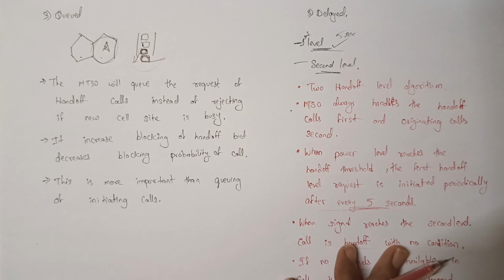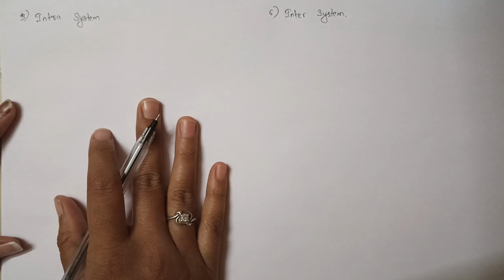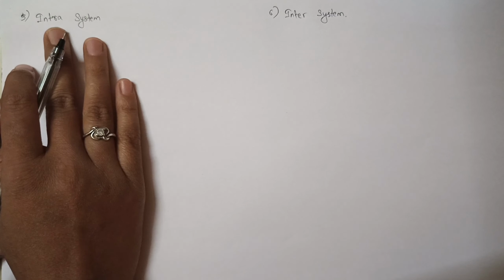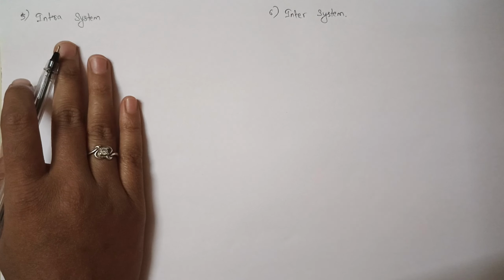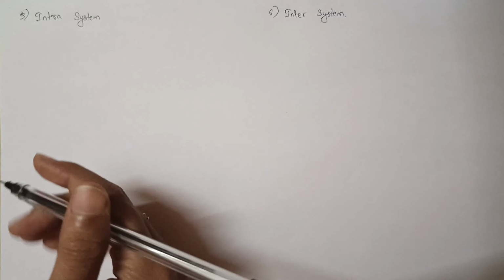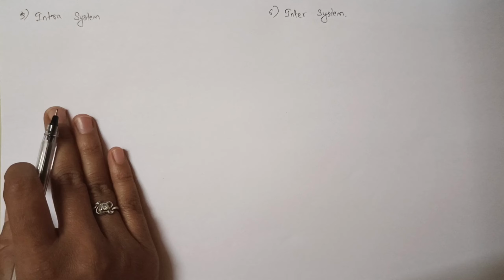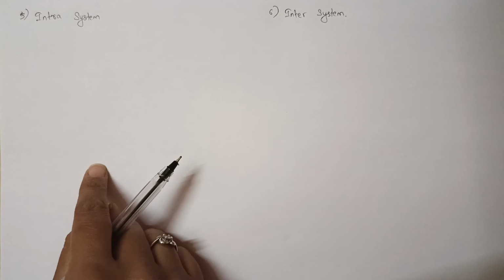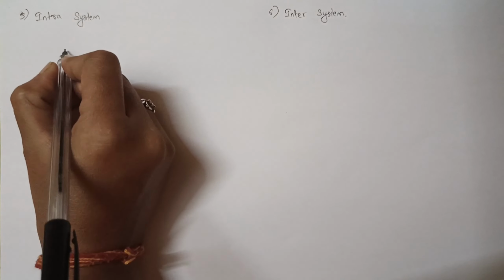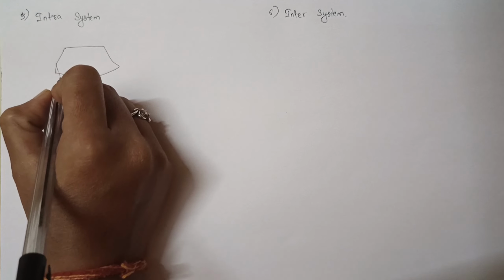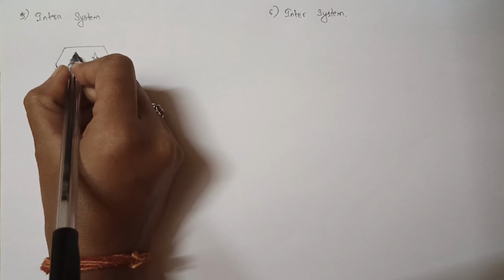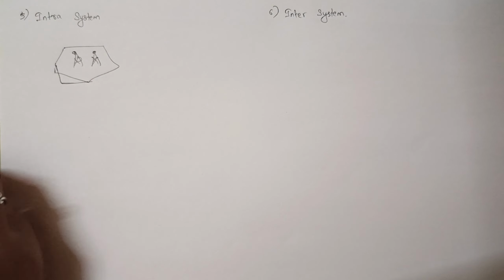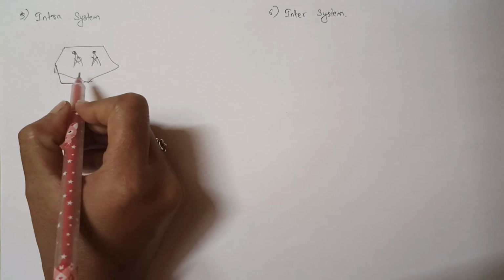Now let's move on to the next handoffs. Now let's discuss intra-system handoff and inter-system handoff. Intra-system handoff is the process of handoff which occurs when a mobile device is moving within the same cell, but it changes the connection from one base station to another within the same cell. So when a device is moving in the same cell and it changes its connection from one base station to another, it is called intra-system handoff.